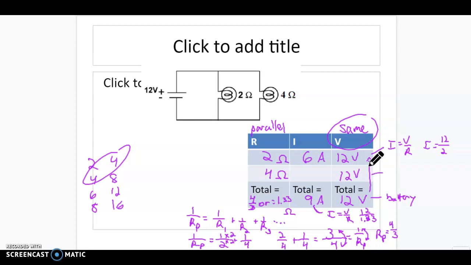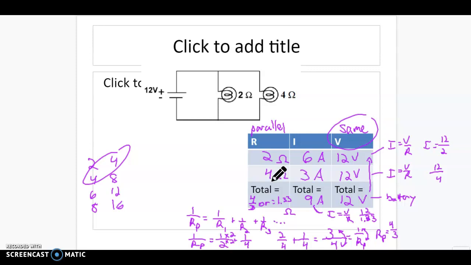I can do that the same way for this one. And I use that same equation, I equals V over R. And my voltage, it's 12 volts. And my resistance is 4. I divide those, I get 3 amps.